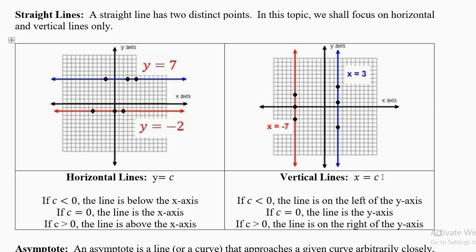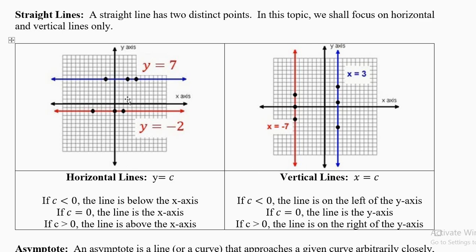c means some number. If the number is positive, the straight line will be on the right of the y-axis, like the blue line. If c is negative, you will get a line on the left. If it is positive, on the right. If it is 0, then it will be the y-axis itself. So you have to know this much information about the straight lines, horizontal lines and vertical lines.